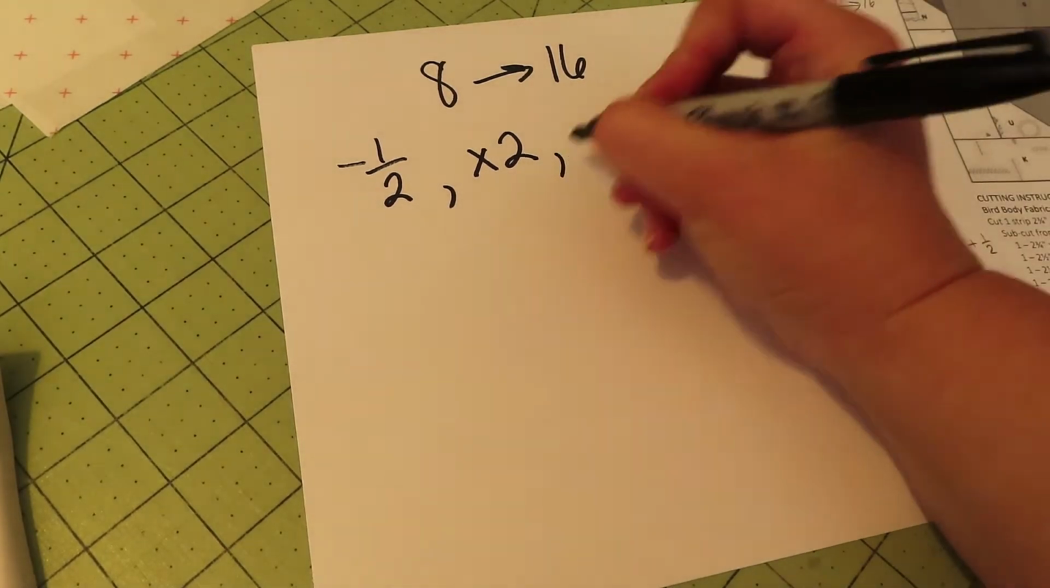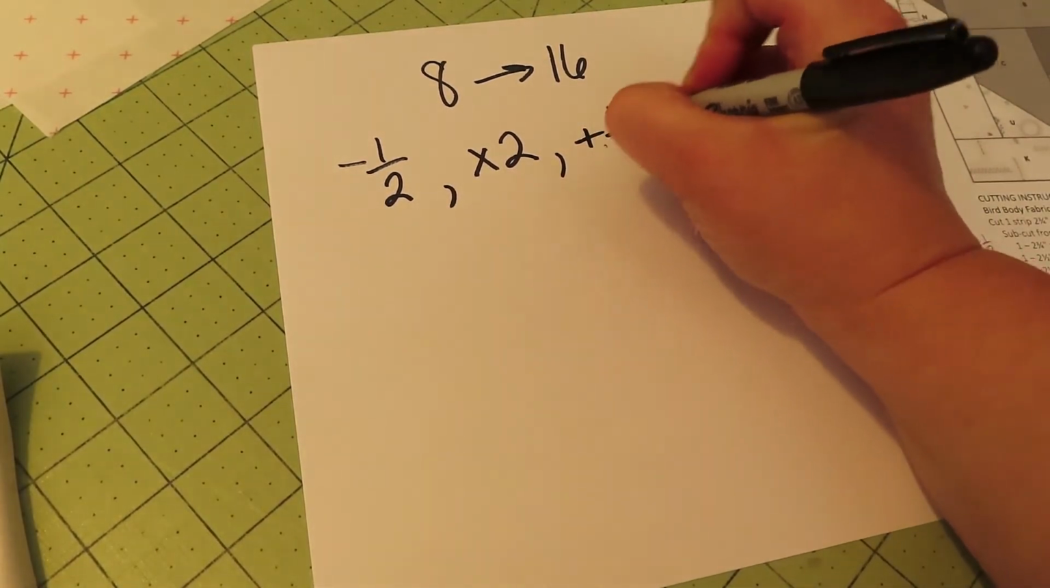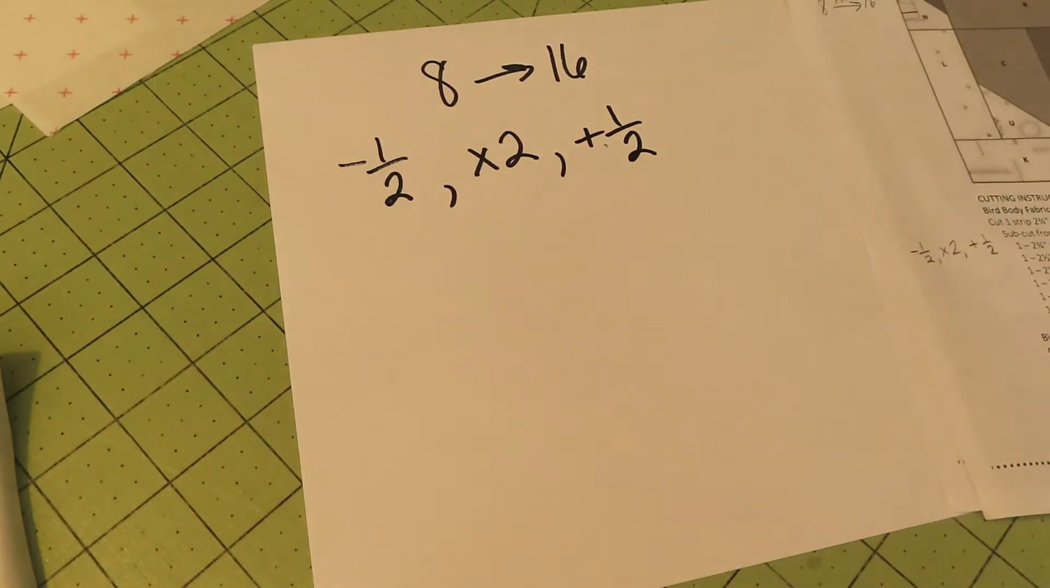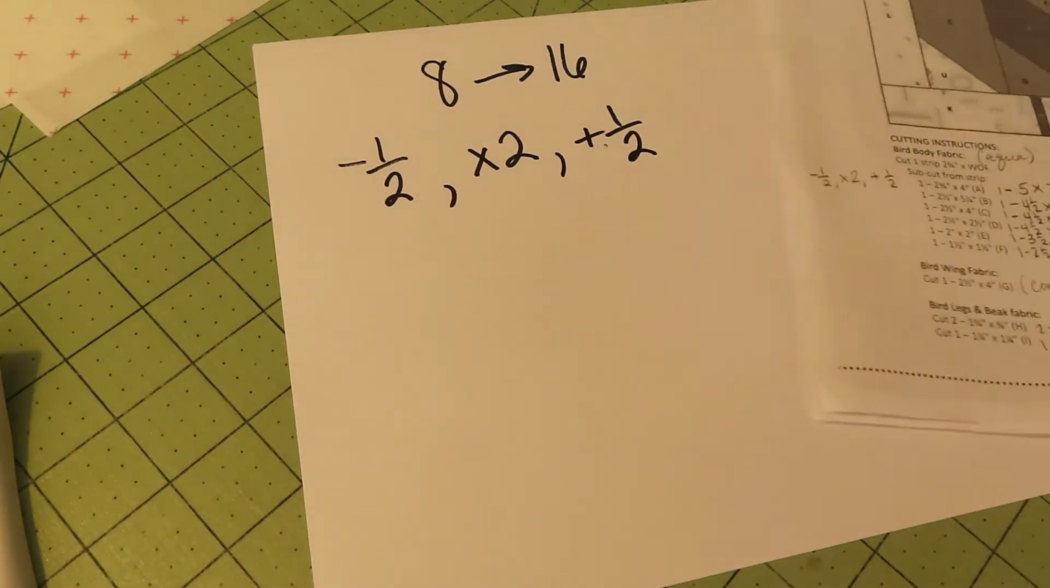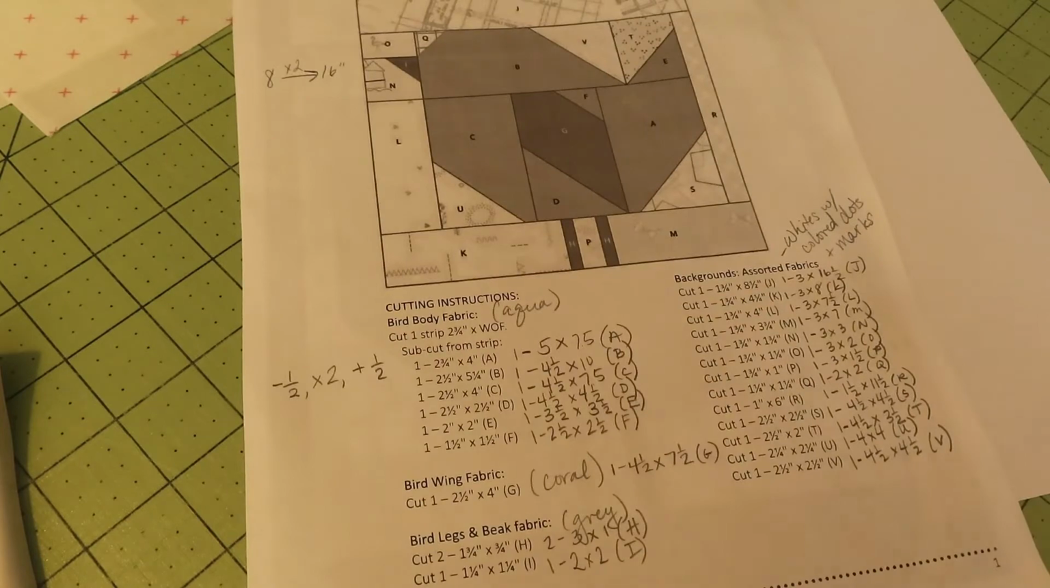And then the third step is going to be to add that 1/2 inch seam allowance back in. So you can see how I did that in some of these here. Let me zoom in.